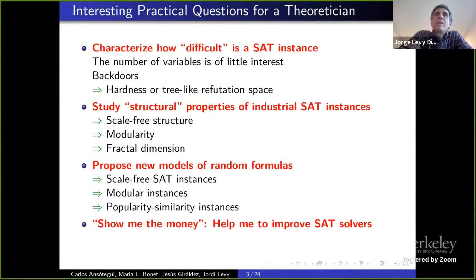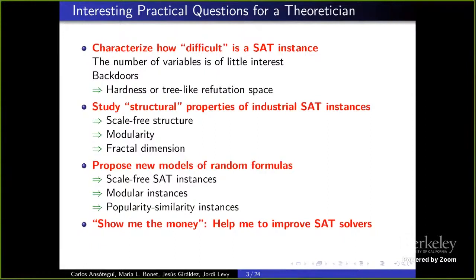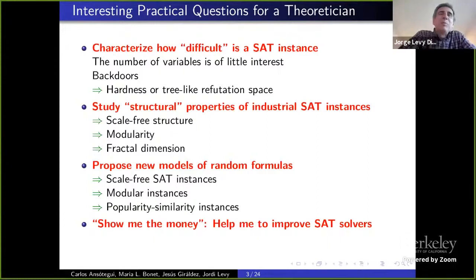The first question is trying to characterize the difficulty of SAT instances. Well, of course, all the work in proof complexity tries to answer this question. But the problem is that we know that such solvers are basically based on resolution. So if you have proof systems stronger than resolution, it's not of much interest for the people doing SAT solvers. So, sorry if I'm too provocative with my statements.